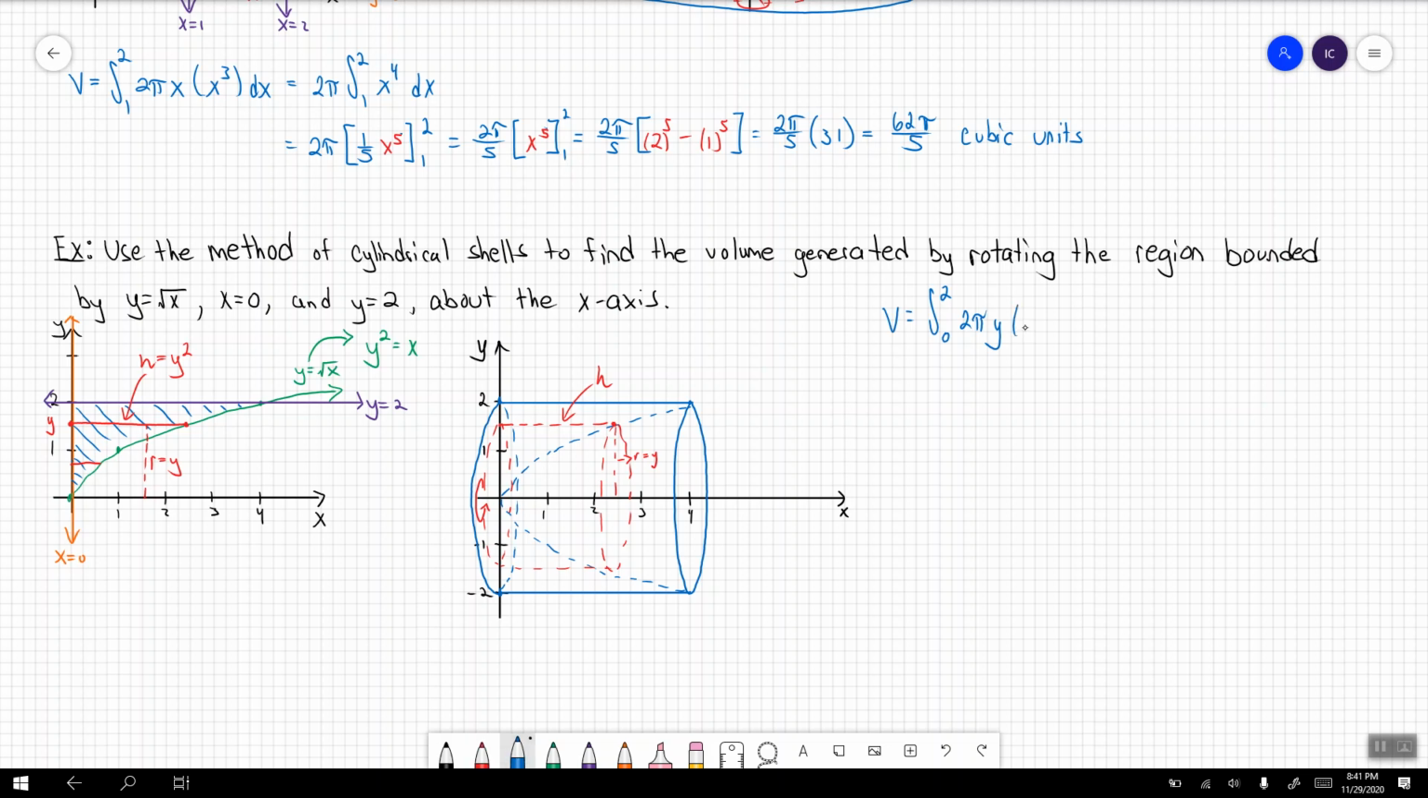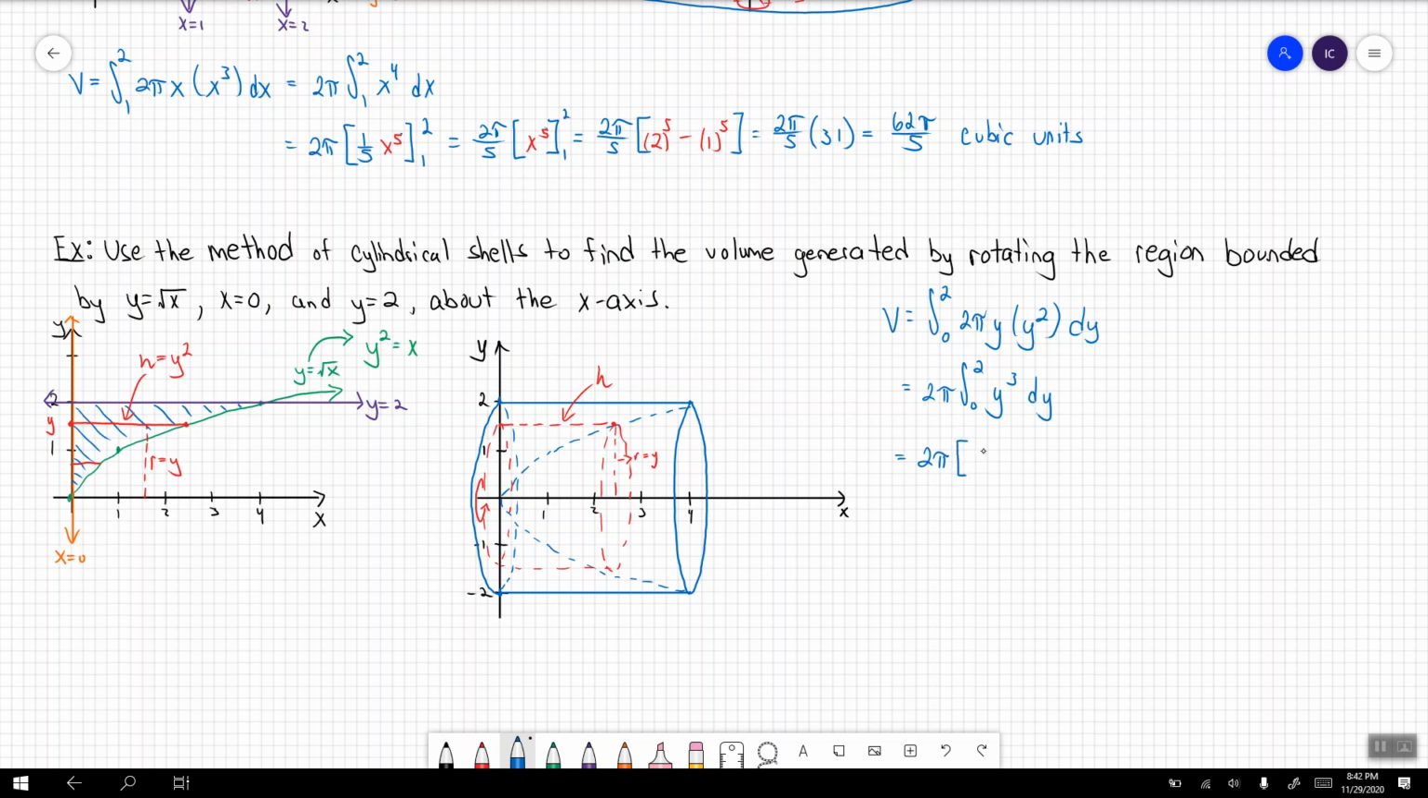Therefore, when we're integrating, we have 2 pi y, that's going to account for the circumference because y is the radius. Then the function height is just going to be y squared, and this is going to be with respect to dy. 2 pi is a constant, which means we integrate y cubed with respect to dy.